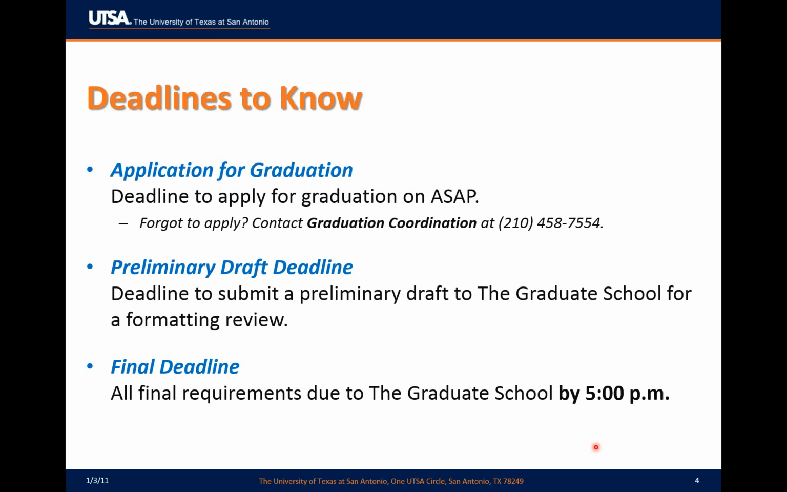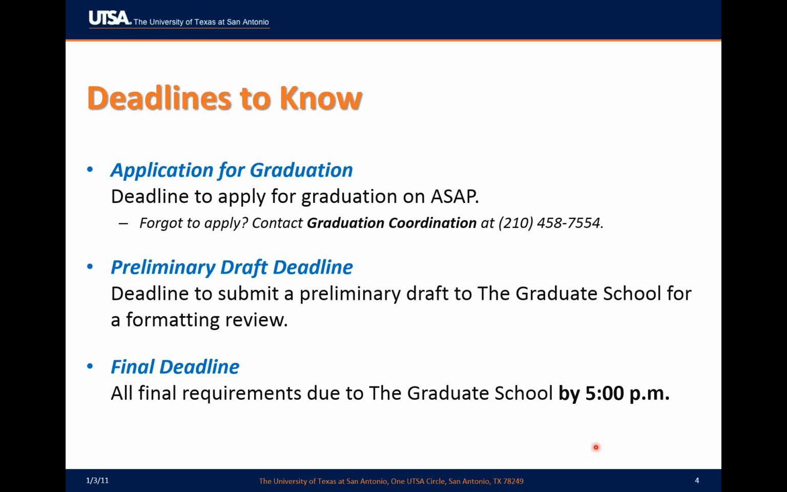The next deadline that you need to know is the preliminary draft deadline. Now, this deadline is handled by the graduate school. So this is the deadline to submit a preliminary draft to the graduate school for a formatting review. This is an important deadline. We strongly encourage everyone to submit a preliminary draft, and it allows us to find any formatting errors that you have in your document before you prepare and submit your final document. So remember, that's very strongly encouraged.